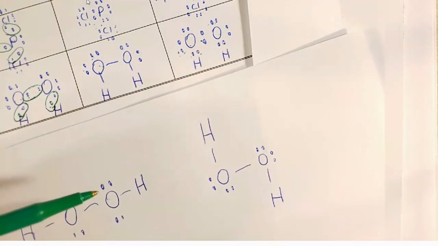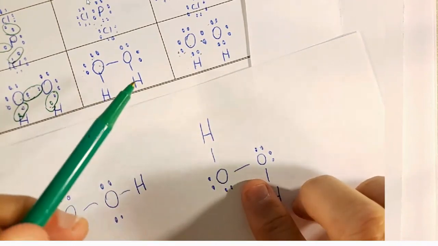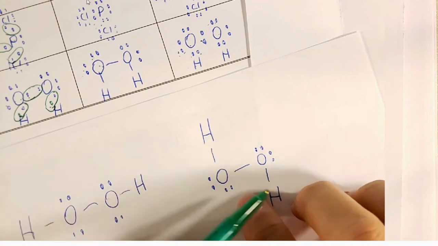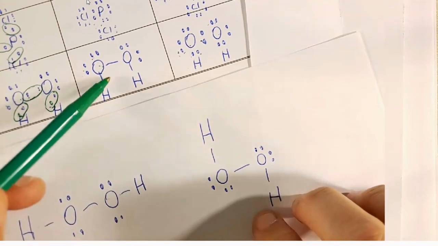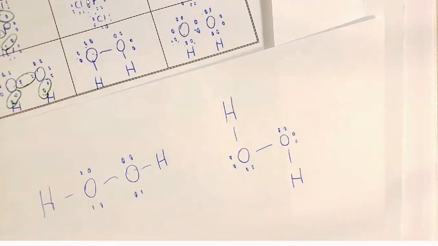Okay, maybe you drew it this way. Again, you're okay. It's really the same thing. You've got 2 O's connected, and then each O has 1 H that is connected to it. So regardless of what shape you drew it in, we're not worried about shape for right now. That is good to go.